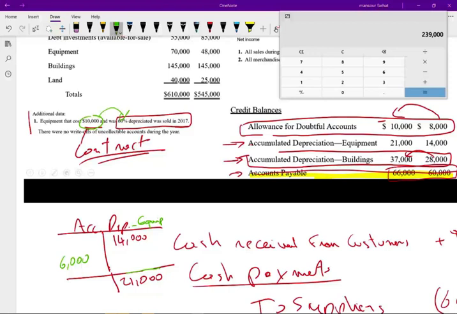So now, to find out how much depreciation I took, I have to start with 14,000 and deduct from it 6,000, because this is basically a debit as a deduction for accumulated depreciation. So if I took 14,000, not 17, 14,000, and I deducted 6,000, that's going to give me 8,000. But somehow my accumulated depreciation is 21. What's the difference between 21 and 8? That's 13,000. It means I booked depreciation expense of 13,000. It means there is an additional depreciation expense of 13,000.